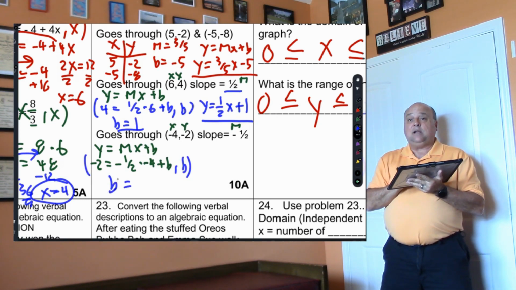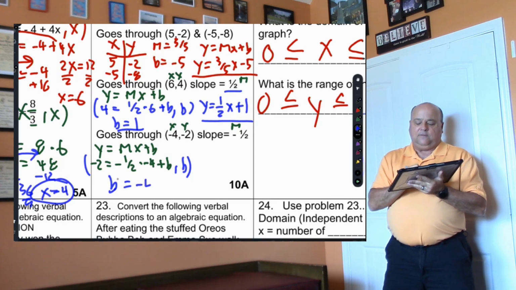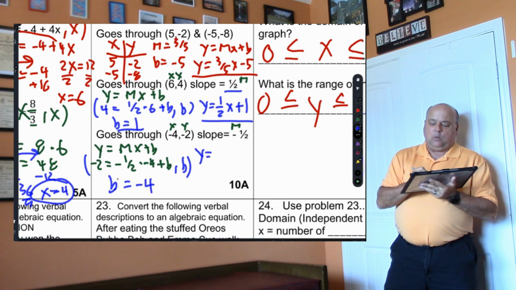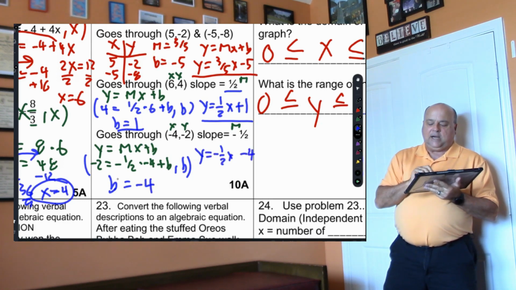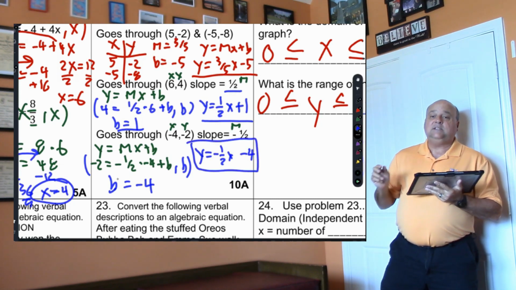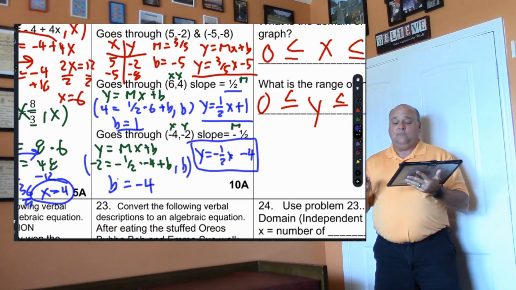So negative 1/2 times negative 4 is a positive 2. If I move the 2 over, I'm going to get negative 4. So b is going to be negative 4. So my equation is going to be y equals negative 1/2 x minus 4. If I put negative 4 in there, I will end up with negative 2 as the answer. So that's the equation of a line that goes through negative 4, negative 2 with a slope of negative 1/2.